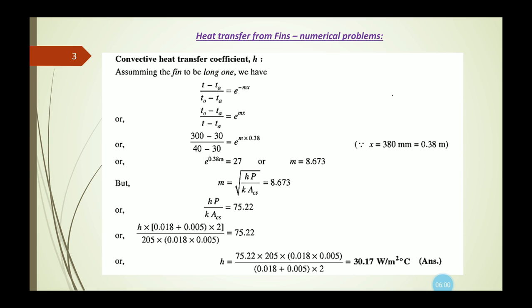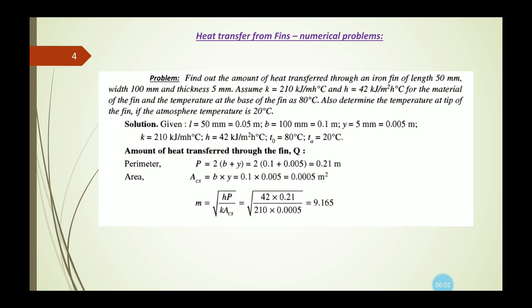So let us move to the next numerical, where it is given that we need to find the amount of heat transferred through an iron fin of length 50 mm, width 100 mm, and thickness 5 mm.